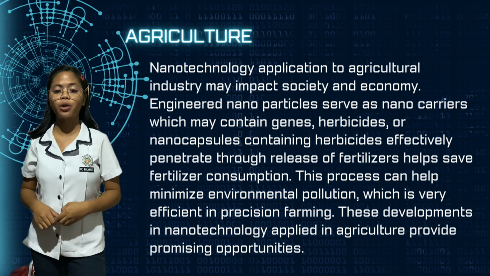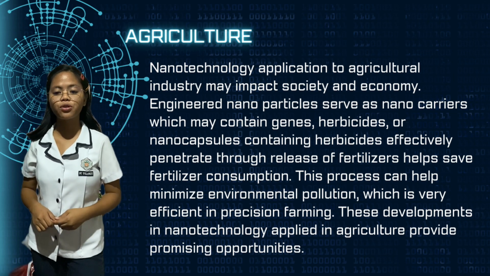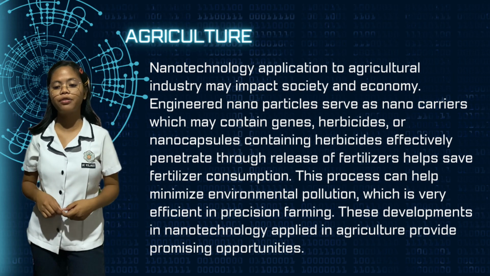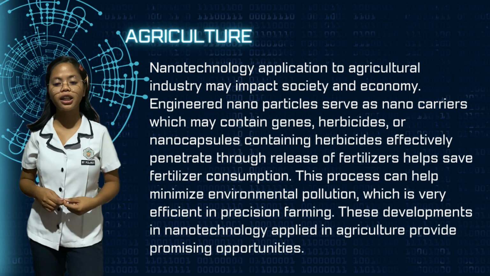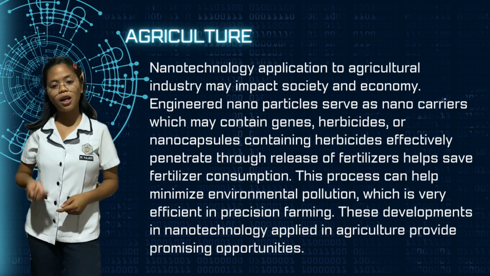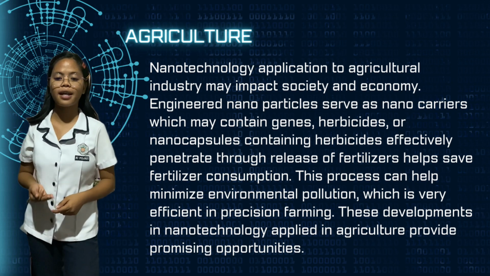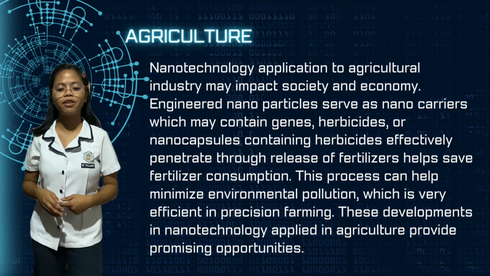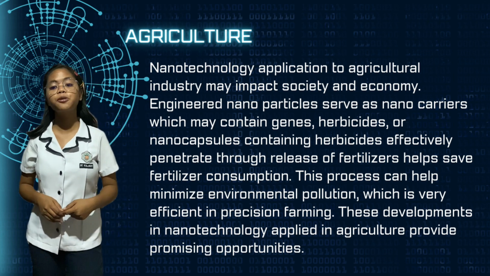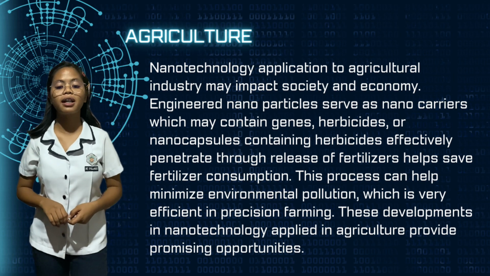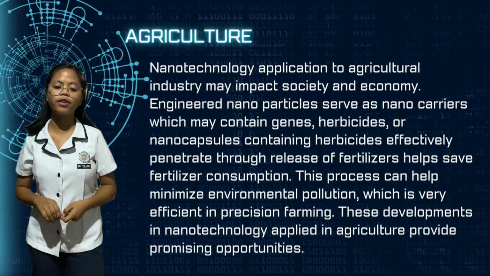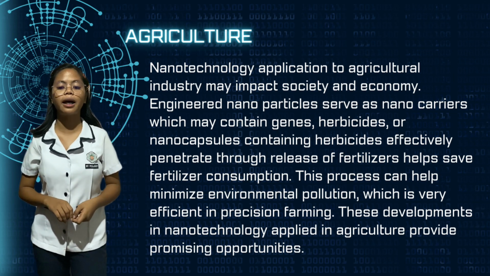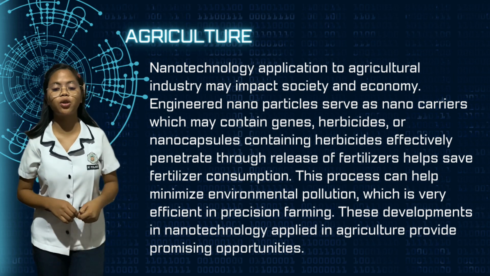Nanotechnology application to agriculture industry may impact society and economy. Engineered nanoparticles serve as nanocarriers which may contain genes, herbicides, or nanocapsules containing herbicides that effectively penetrate through release of fertilizers, help save fertilizer consumption. This process can help minimize environmental pollution, which is very efficient in precision farming. These developments in nanotechnology applied in agriculture provide promising opportunities.